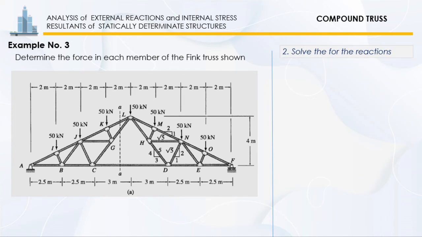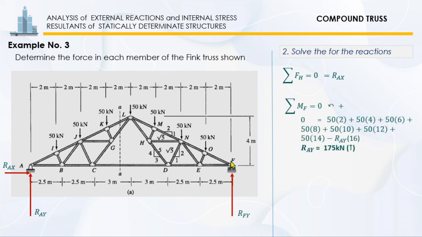So in this given truss, it is advisable to solve first for the reactions. So the reactions at support A and F of the truss are computed by applying the 3 equations of equilibrium. So we have it here. So taking summation of forces horizontal is equal to 0. So wala naman tayong given horizontal forces or inclined forces. So RAX is equal to 0.